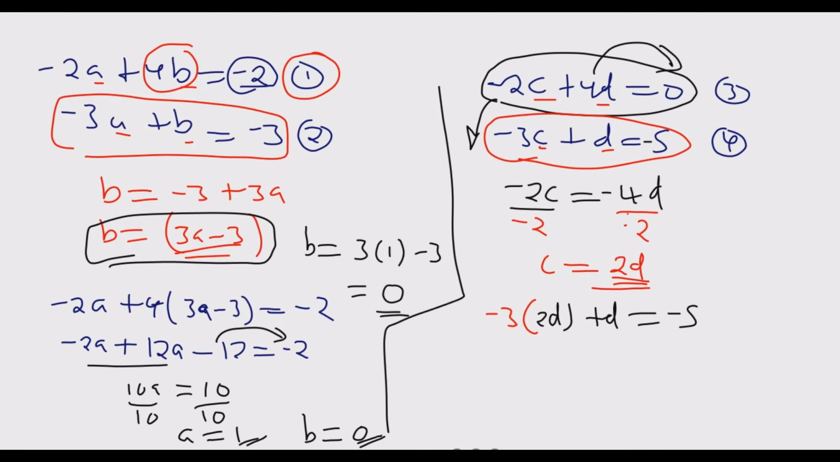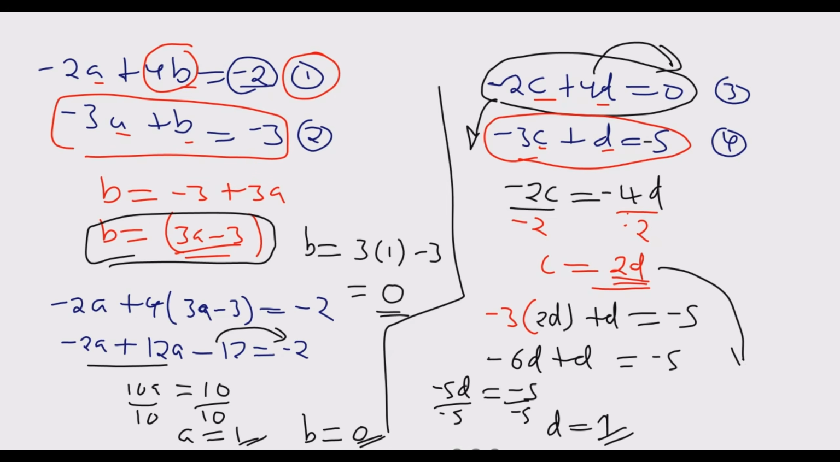So what we do is we multiply that. We end up with negative 6d plus d equals negative 5. Then this tells me that negative 5d equals negative 5. Then we divide by negative 5, so d equals 1. So if you know d, then we can find c using this equation. So we have c equals 2 times 1, so c is equal to 2.